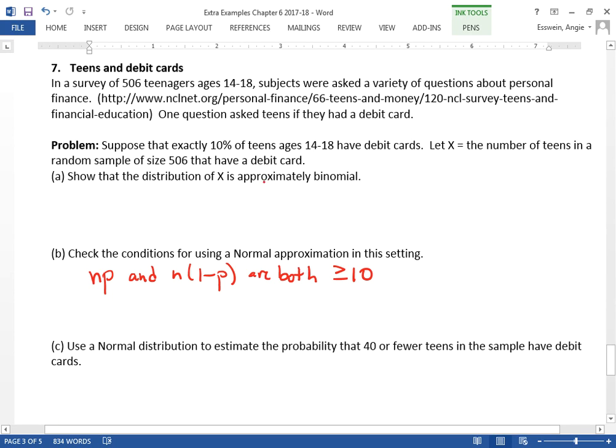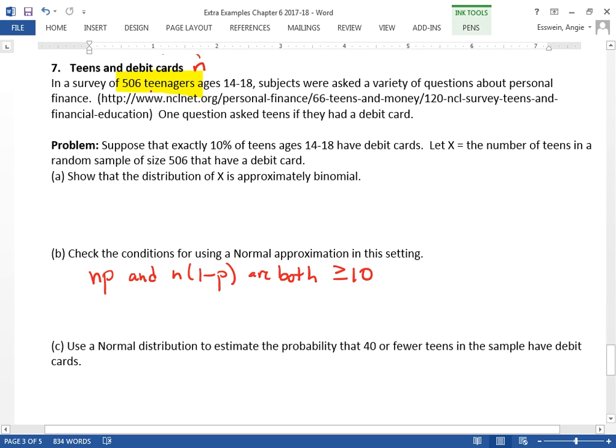But let's back up for a second. Let's make sure this is a binomial situation. So we're looking at a survey of 506 teenagers. Instead of number of trials, that's actually n in this situation, the number of teenagers we're picking. So that's n right there, 506.